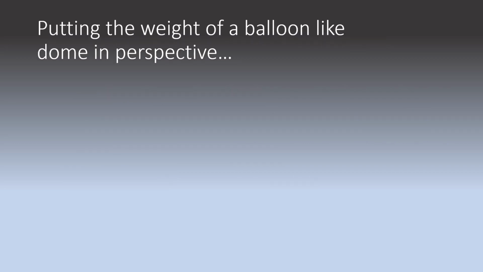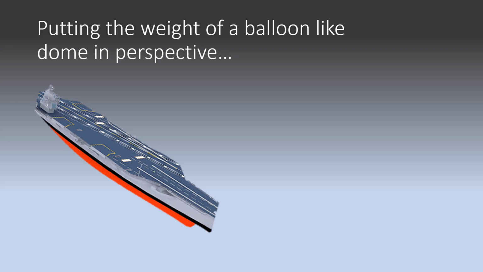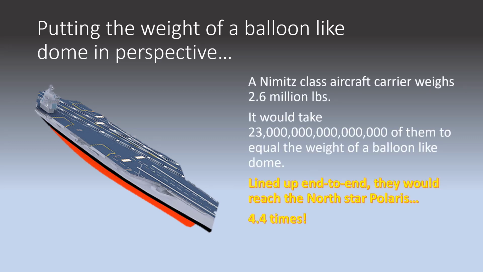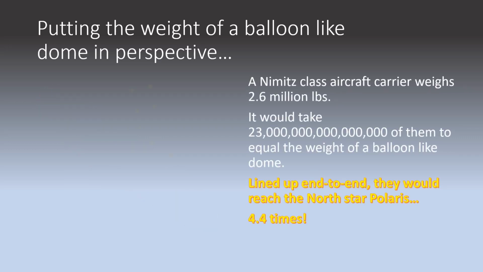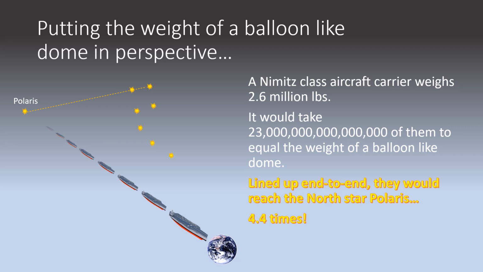Putting the weight of a balloon-like dome in perspective. A Nimitz-class aircraft carrier weighs 2.6 million pounds. It would take 23 followed by 15 zeros of them to equal the weight of a balloon-like dome. Lined up end to end, they would reach the North Star Polaris not once, but there and back again over 2 times.